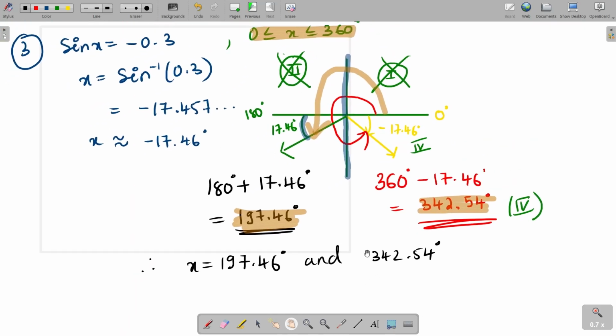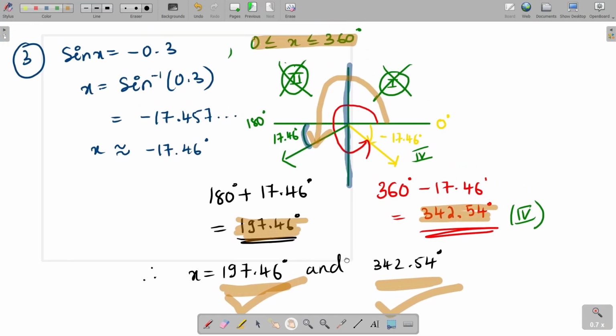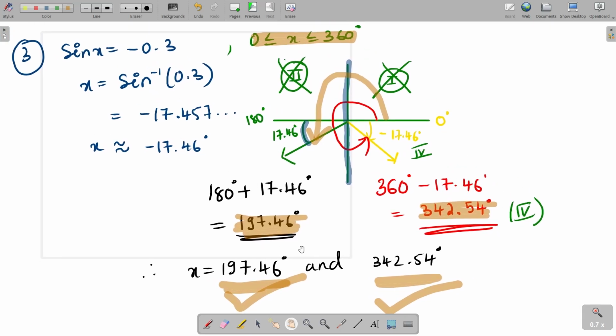How do we check whether the answer is correct? You substitute the value of x, see whether it is coming somewhere closer to negative 0.3. Yes, it does. So for 197.46, it does come closer to negative 0.3. Let me just quickly check for 342.54. Yes, it does. So both our answers are correct. Okay, I hope with this particular concept you got an idea of how to do this.